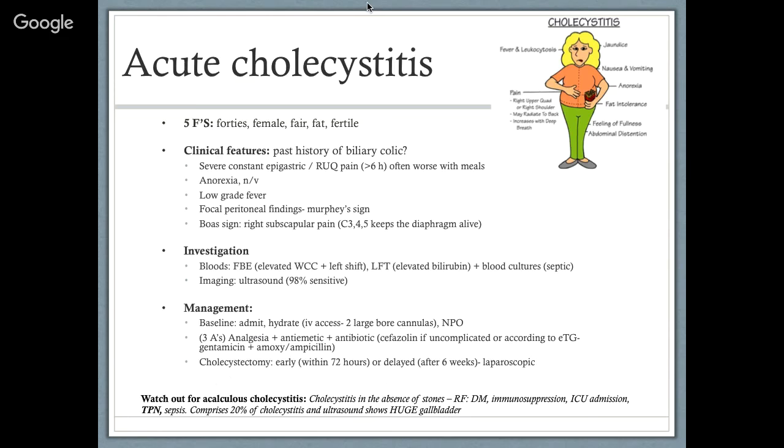Also something called acalculous cholecystitis, so cholecystitis in the absence of gallstones. Risk factors: diabetes, immunosuppression, ICU admission, TPN, really big one. I actually saw two patients who had acalculous cholecystitis last year as a result of their TPN. And it comprises 20% of cholecystitis, supposedly. So not an insignificant amount.